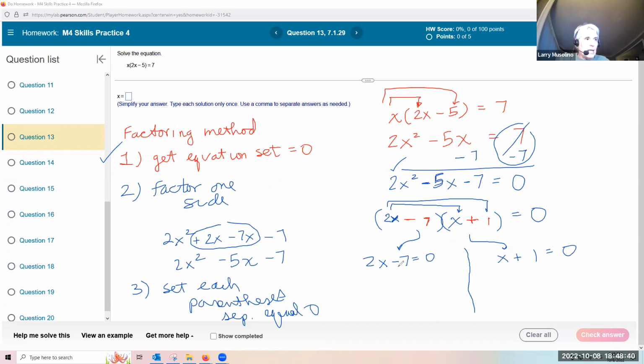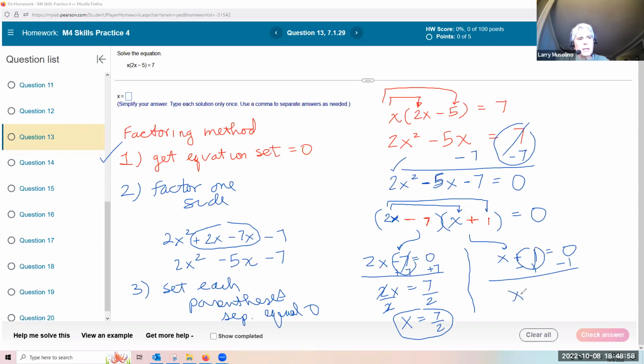Here I'm going to add 7 to both sides. I'll cancel this out. So I got 2x equals 7. Divide both sides by 2. So I'm coming up with x equals 7 over 2. That's one answer. And over here, I'm going to subtract 1 from both sides. That gets me x equals negative 1. That's the other answer. So I have my two answers. It says use a comma to separate, so I'm going to enter this as 7 over 2 comma negative 1.